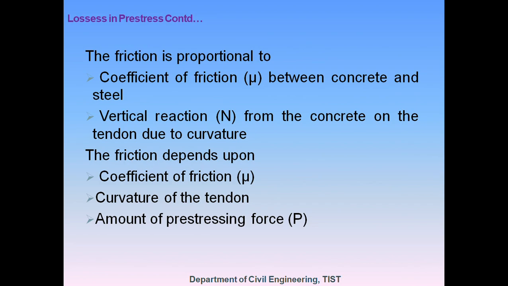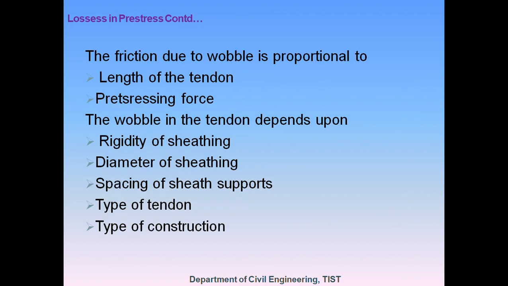The loss due to friction is proportional to the coefficient of friction between the concrete and steel, and is also proportional to the vertical reaction from the concrete on the tendon due to curvature. It depends upon the coefficient of friction, curvature of the tendon and the amount of pre-stressing force. The friction due to wobble is proportional to the length of the tendon and the pre-stressing force. The wobble in the tendon depends upon rigidity of sheathing, diameter of sheathing, spacing of sheath support, type of tendon and type of construction.